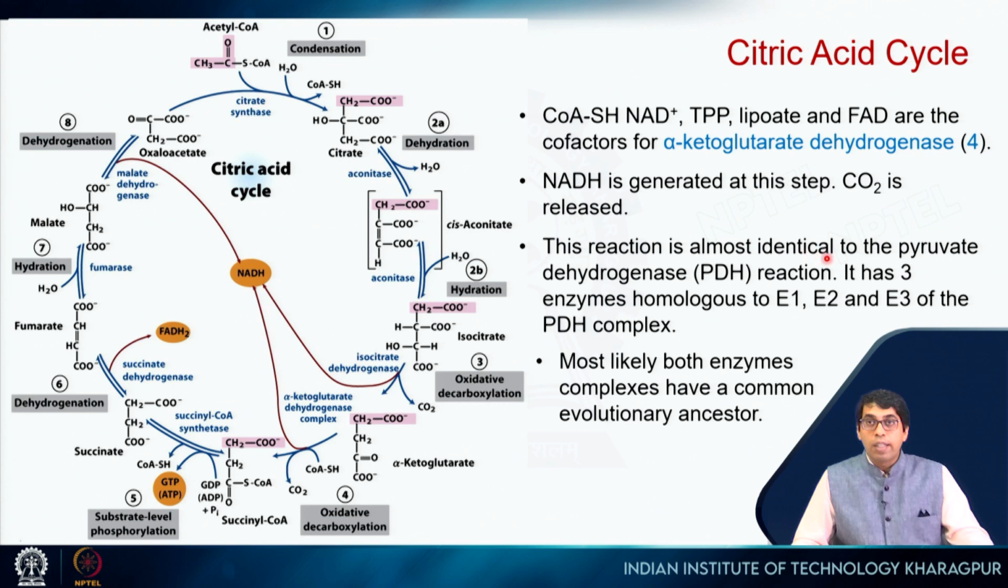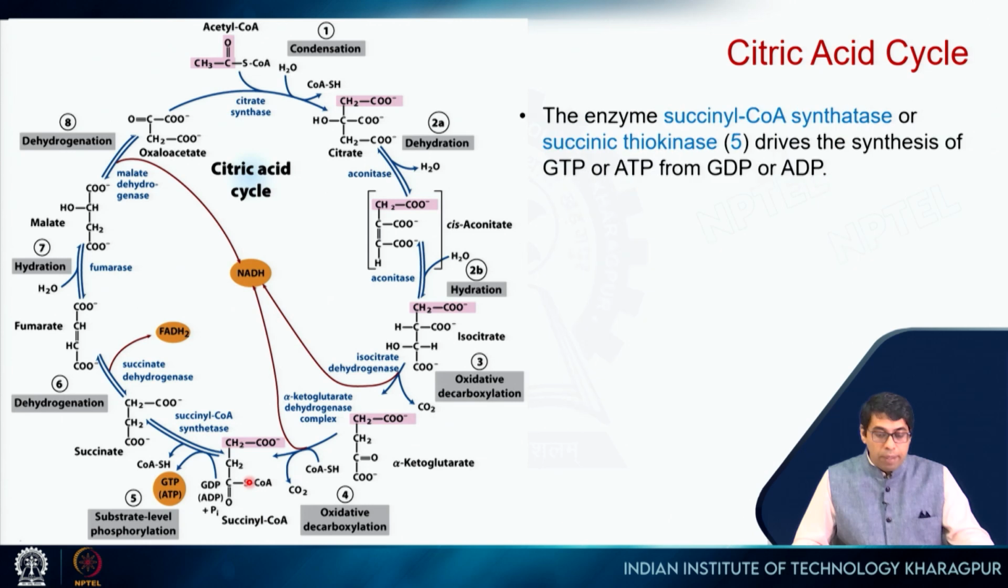Now, this reaction is almost identical to the pyruvate dehydrogenase reaction that we saw a few slides back. It has 3 enzymes which are homologous to E1, E2 and E3 of the PDH complex, right. Since they are very similar, it is hypothesized that most likely both these enzyme complexes have a common evolutionary ancestor. So, they must have come from a common evolutionary ancestor. Okay. So, we are at this point, succinyl coenzyme A.